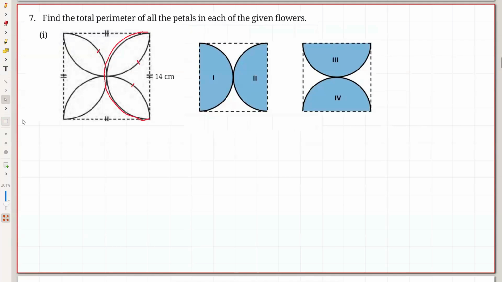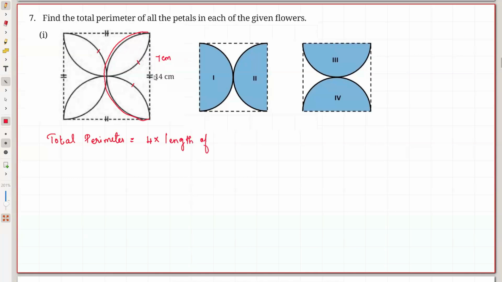For finding the total perimeter, total perimeter is equal to, the diameter is going to be the same. So the radius we can take as 14 divided by 2, which is 7. So radius is going to be 7. Total perimeter is equal to 4 times the length of an arc.